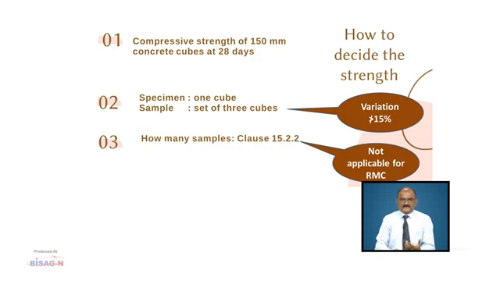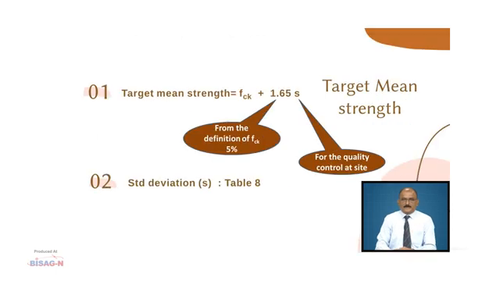How many samples are to be tested? It is given in clause 15.2.2. It depends upon the volume of concrete for which you are doing the sampling. Now when you are designing the mix, you are designing for a target mean strength which is equal to fck plus 1.65 s, where fck is the characteristic compressive strength and s is the standard deviation value. The 1.65 is a constant which has come from the definition of fck as that 5%. Standard deviations are given in Table 8 of the IS code.